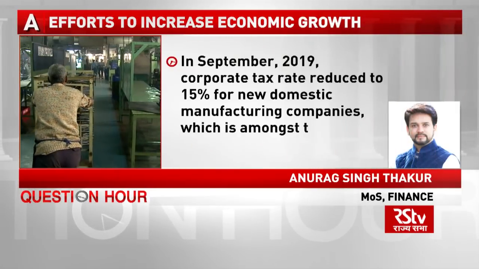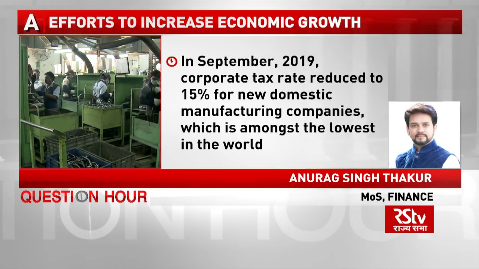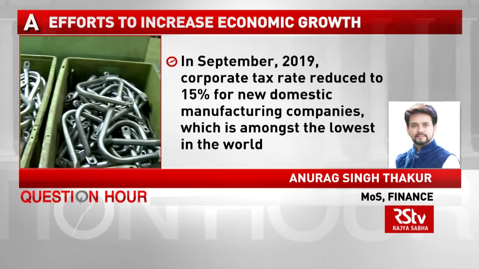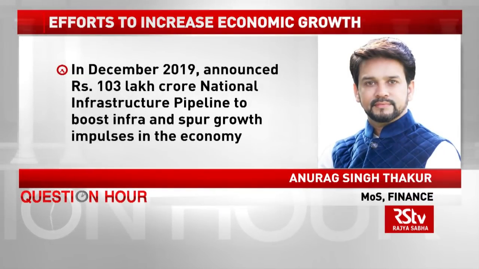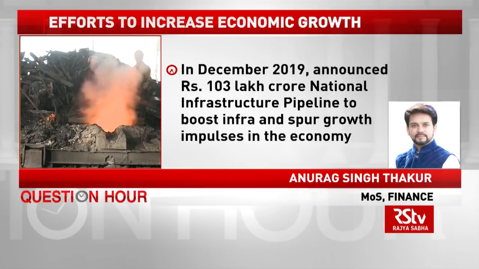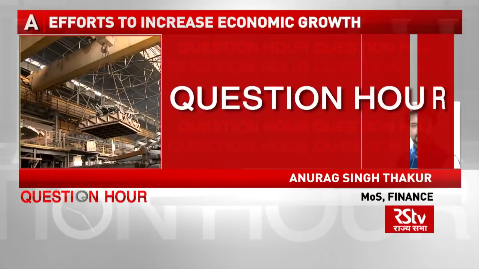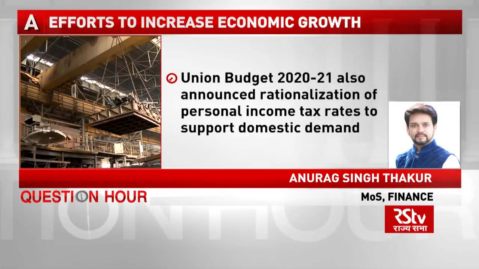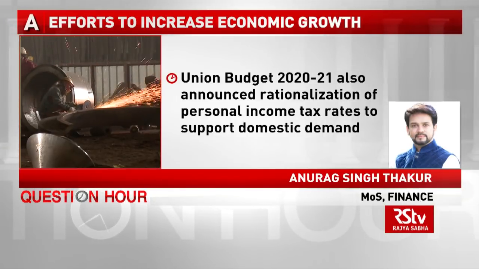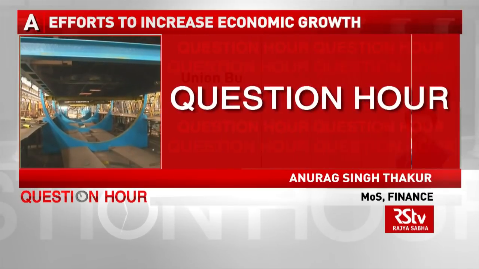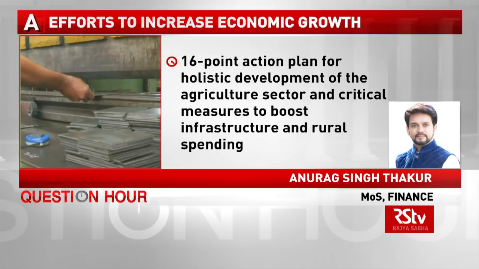In September 2019, the corporate tax was also reduced to 15% for new domestic manufacturing companies, which is among the lowest in the world. In December 2019, the government announced a 103 lakh crore national infrastructure pipeline, which would significantly boost infrastructure and spur growth impulses in the economy. The Union Budget 2020-21 also announced a number of growth supporting measures, which include rationalization of personal income tax rates to support domestic demand, a 16-point action plan for holistic development of the agriculture sector, and critical measures to boost infrastructure and rural spending.